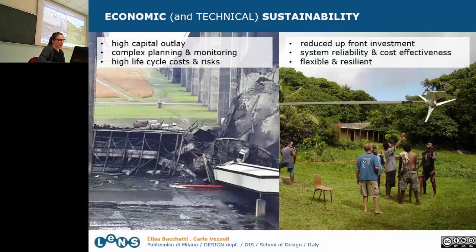Instead, if we have a small plant, the upfront cost is reduced, so it's more accessible for entrepreneurs. System reliability and cost effectiveness, for example, for the fact that we reduce the transmission losses. And then it's flexible and resilient, because it's easy to install and to change, so to adapt to a specific situation. It's more modular, whereas for a big plant, making it modular is more difficult.